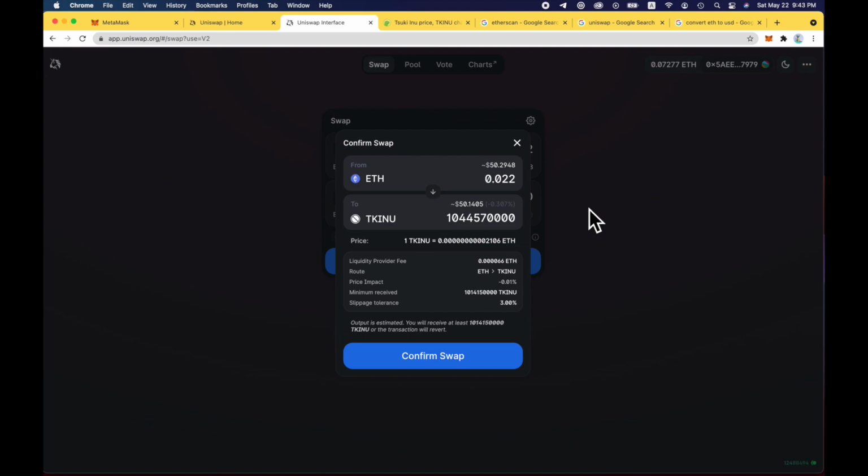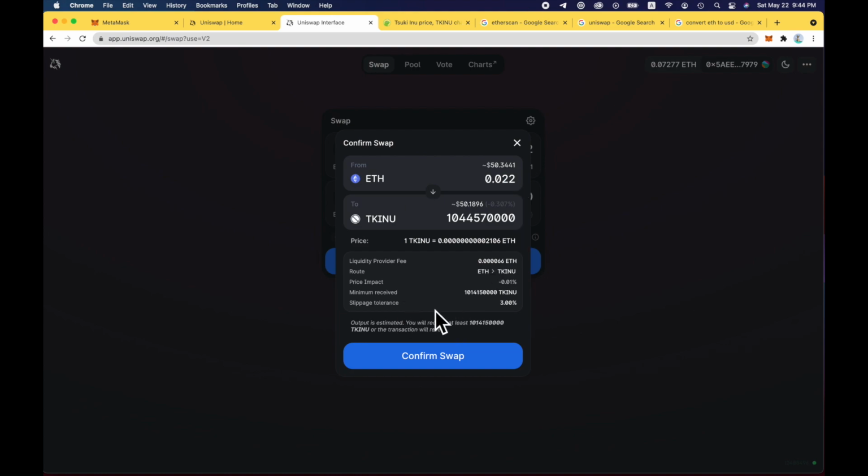So let's take a closer look at this menu, because there's a lot of key information here, and especially if the network is very busy, if the network is super congested, you may run into problems with your transaction going through because of certain pieces of information that you can see here. So here you have the amount of ETH that you are swapping out for TKINU. You have the price. You have the provider fee that is going to the Uniswap platform. And you have something called price impact.